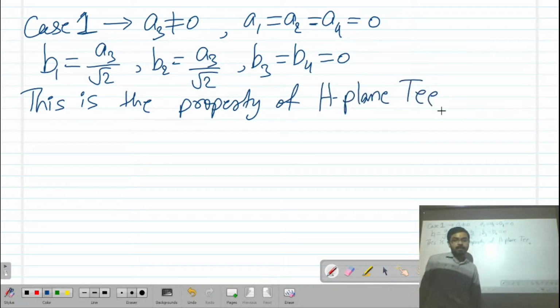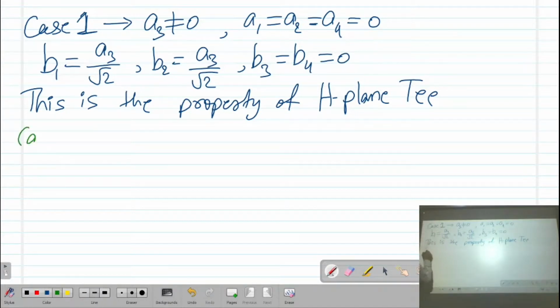This is nothing but the property of H-plane T, where we will get the output at B1 and B2 when A3 is input. Similarly, we will go for the second case.